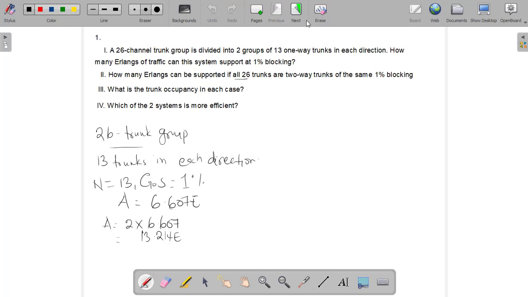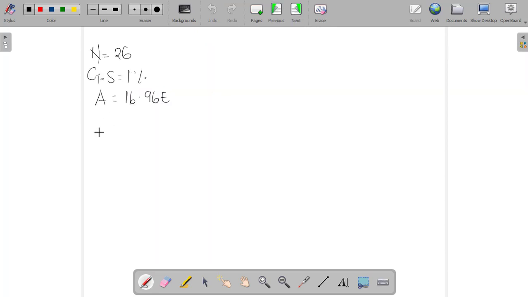The next question is for us to find the trunk occupancy. What is the trunk occupancy in each case? The trunk occupancy is given by rho, which is the offered traffic intensity times 1 minus the grade of service, divided by the number of trunks. This is the governing formula to find the trunk occupancy. For a case where you have 0.01 as your grade of service, you are going to realize that it won't have any significant effect on the final answer. But for grade of service values above 0.02, if you omit this grade of service value in your calculation, you're going to get a slightly different value.